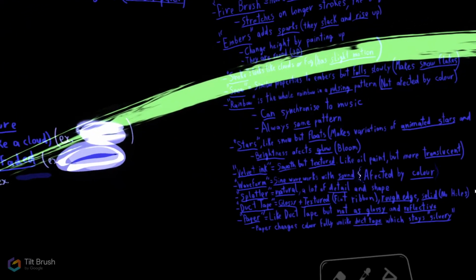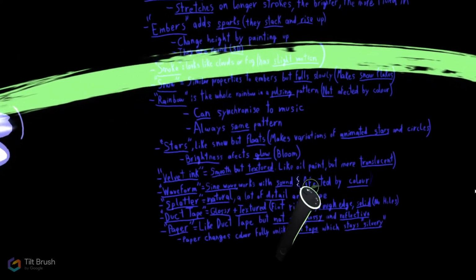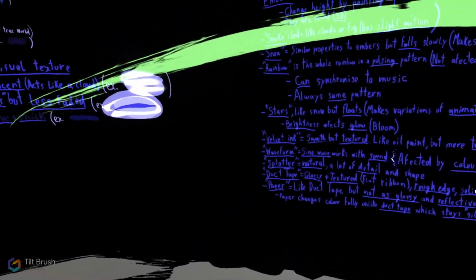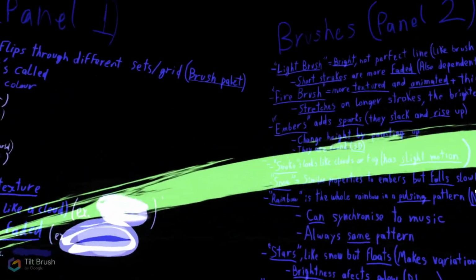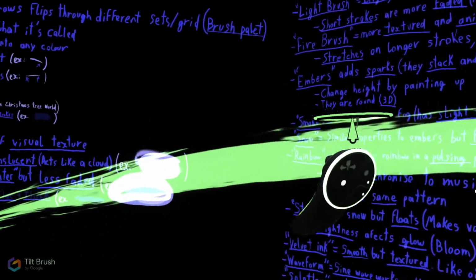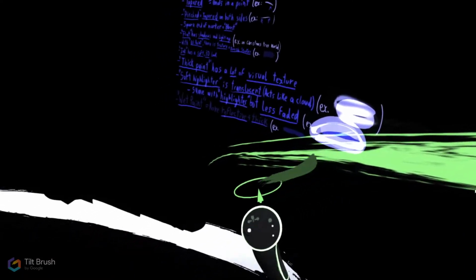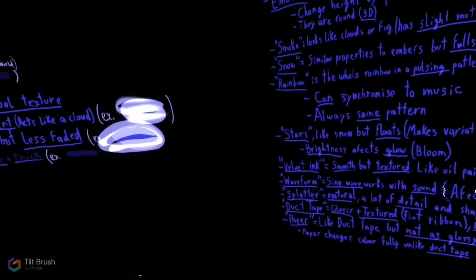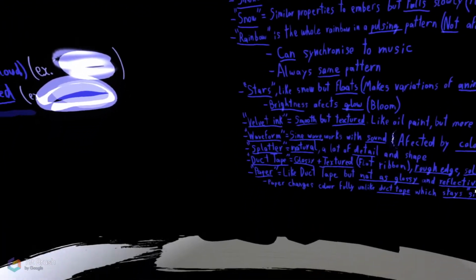And like oil paint, but more translucent, yeah, and it's smooth. So again, there's hardly any texture on it. It's very smooth. However, it's textured in terms of the way it's spread out. So that's what I meant by smooth and textured.